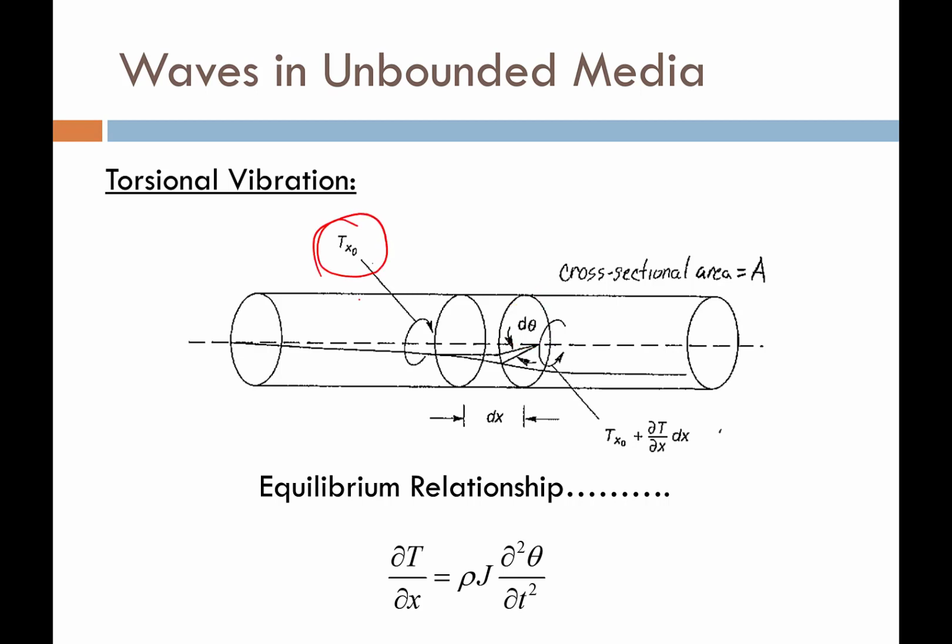And it's going to cause a torque that we call T sub x. And that's equal to the torque that I applied on the end of my rod. And so the torque at any location dx along our rod is equal to my initial torque plus the change in torque with the change of x times dx. So, like before, here's my equilibrium relationship. And that's going to now relate torque with angular distortion, theta. This J that's in here, that's the polar moment of inertia. Maybe you guys will remember that from statics.